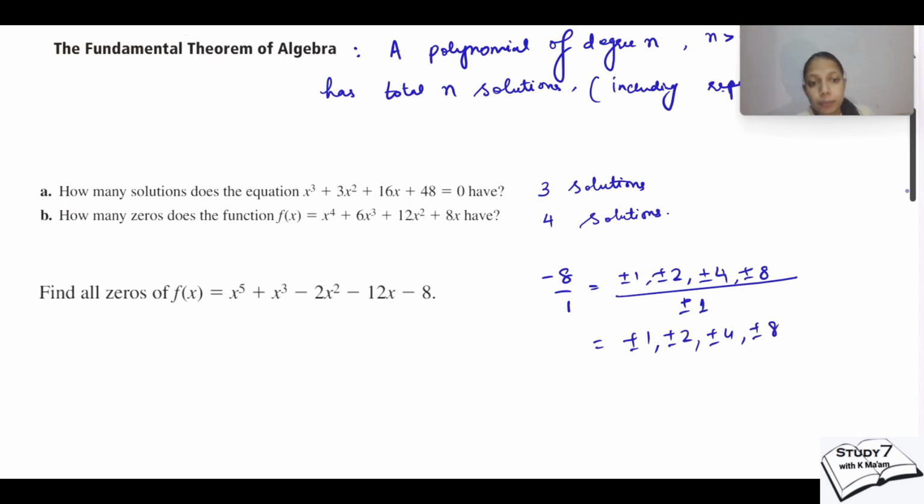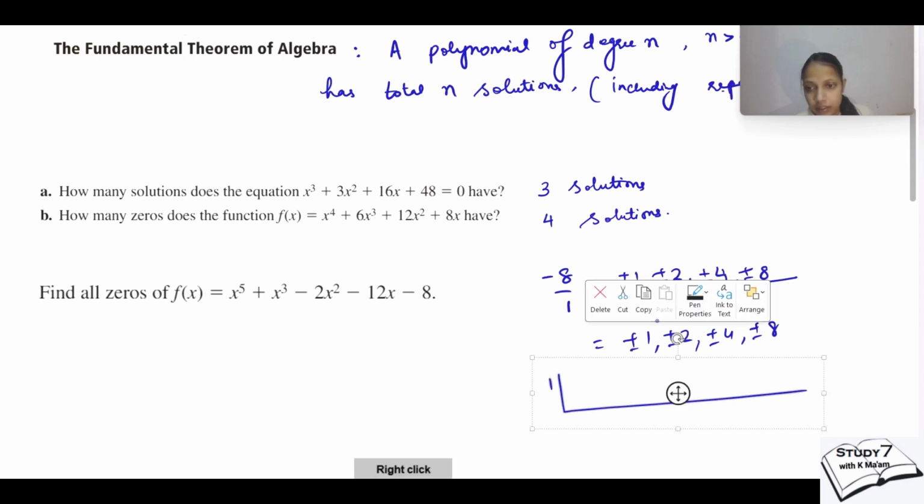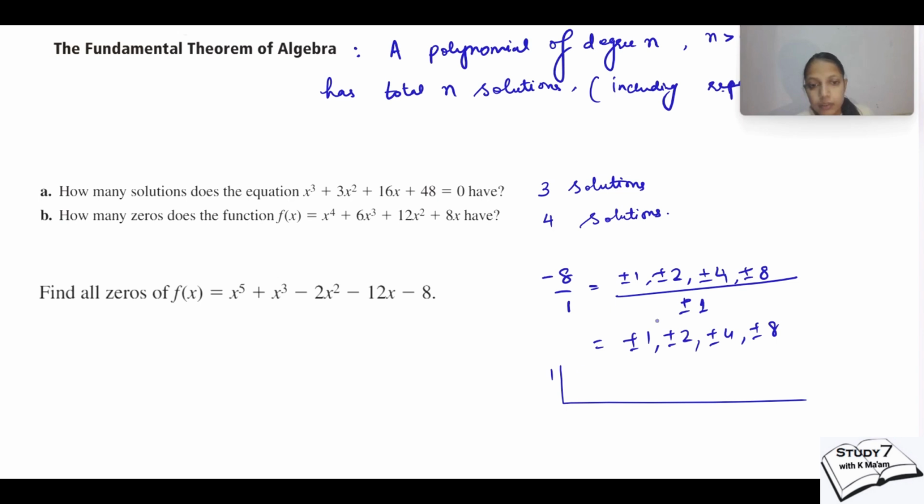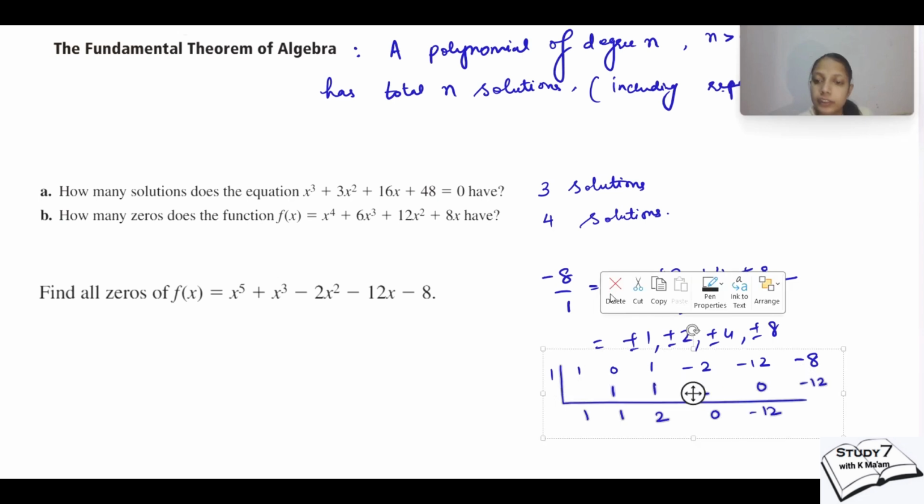So let's try 1. I'm using synthetic division. I choose 1. Coefficients: 1, 0, 1, minus 2, minus 12, minus 8. Because the x to the power 4 term was missing, I have to keep a 0. Bringing down: 1, 1, 1, 2, 2, 0, 0, minus 12. The remainder is not 0. So 1 is not a solution.